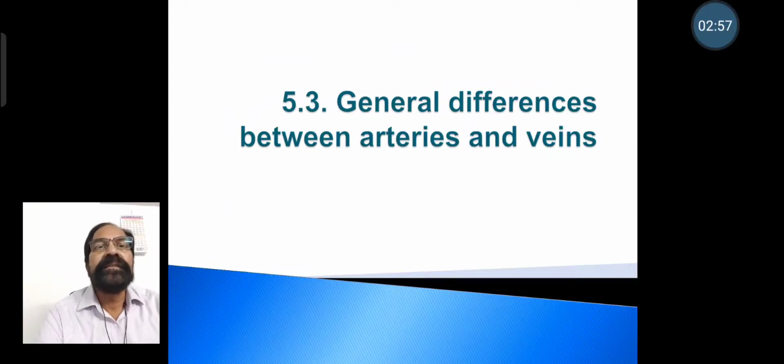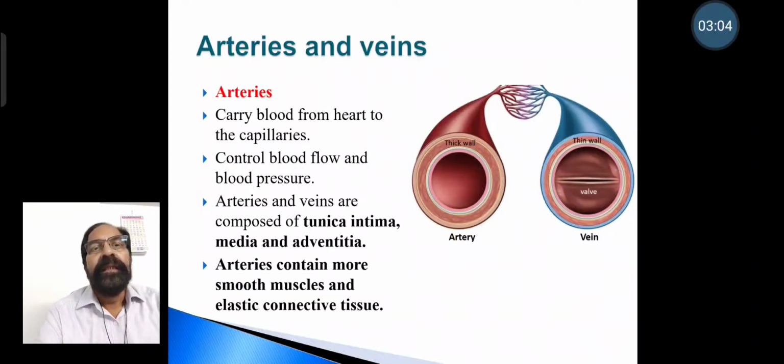Another competency is general differences between arteries and veins. In the picture you can see the arteries and veins. Arteries carry blood from heart to the capillaries. They control blood flow and blood pressure. Arteries and veins are composed of three layers, that is tunica intima, media and adventitia. Arteries contain more smooth muscle and elastic connective tissue.